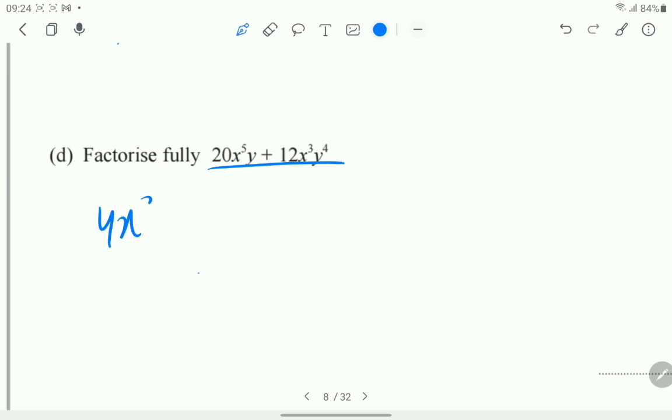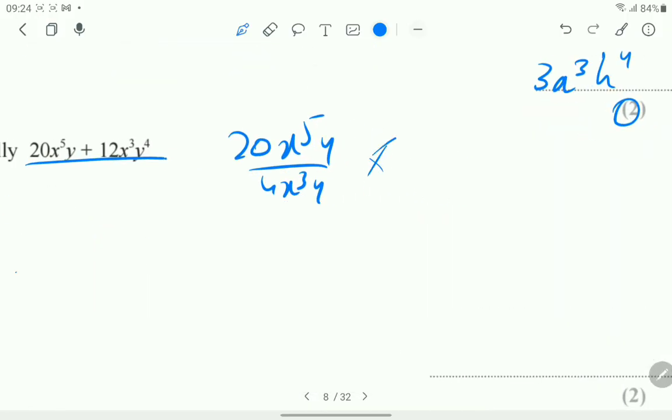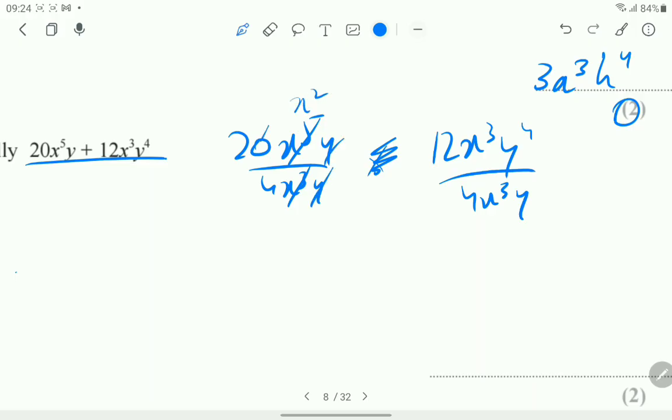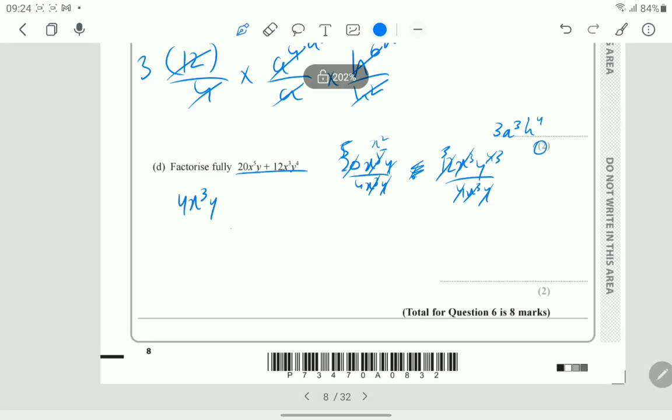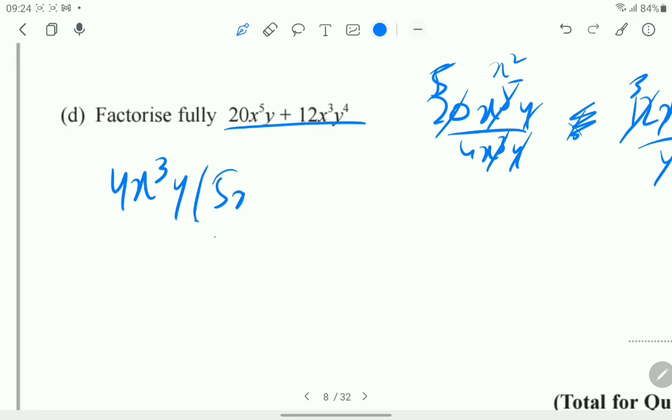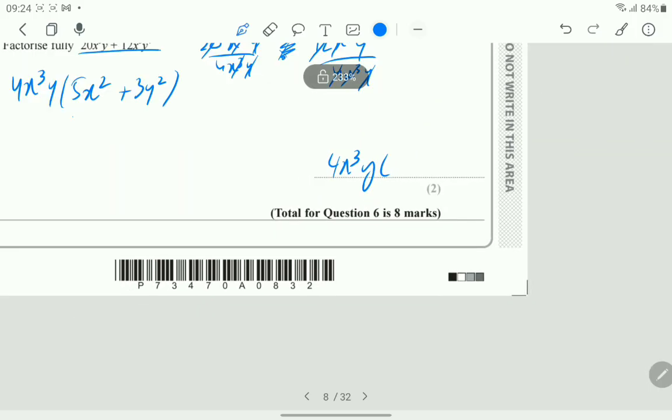So it would be 4x^3y, and we need to divide both 20x^5y by 4x^3y, and also divide 12x^3y^4 by 4x^3y. So this would be x squared, y cancels, and we get 5x squared, and in here we get 3, x cubed cancels, and this will be y cubed. So it would be 4x^3y(5x^2 + 3y^3). This is your final answer. Pretty simple stuff, nothing much to explain here. These questions are free marks for your exam, practically speaking.